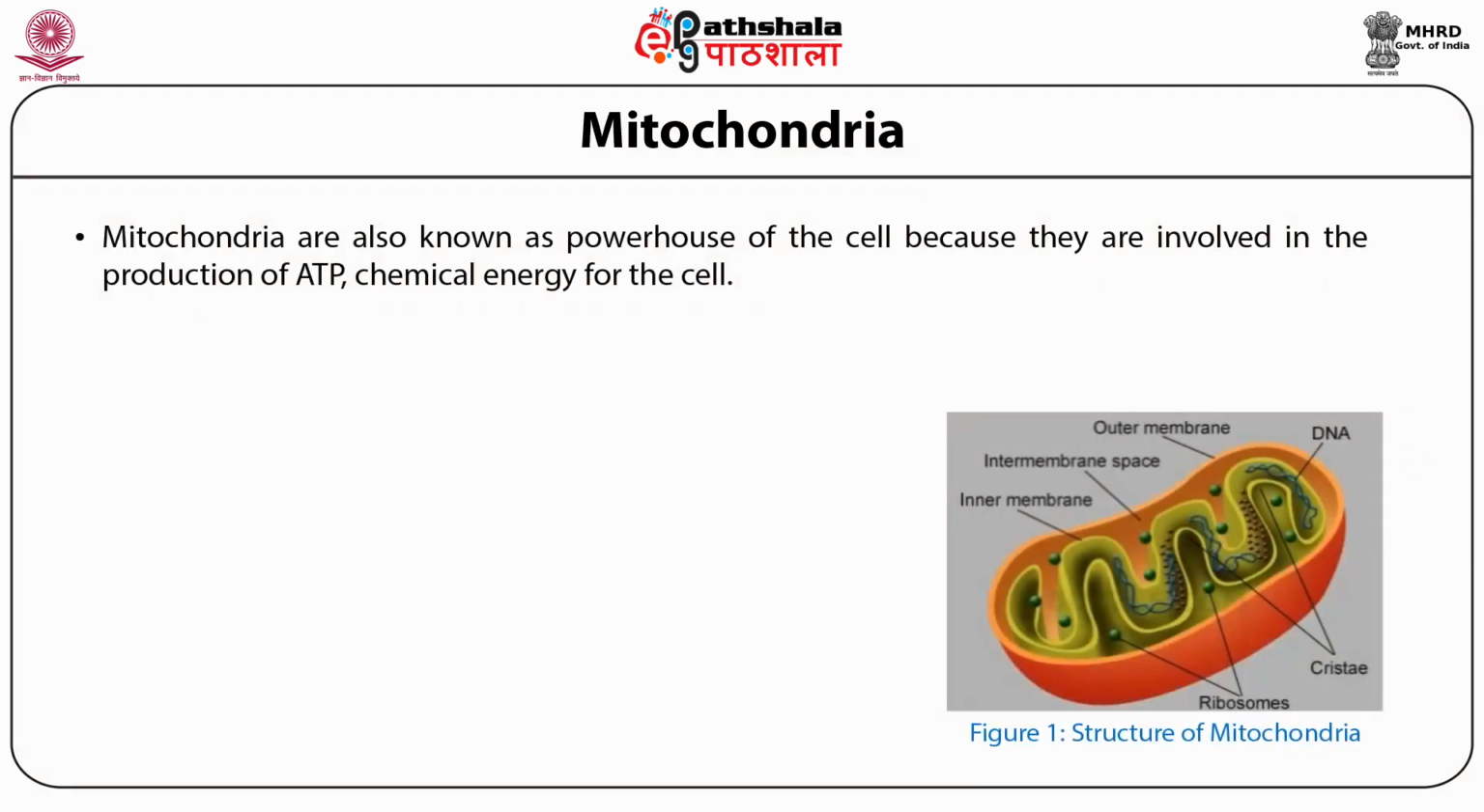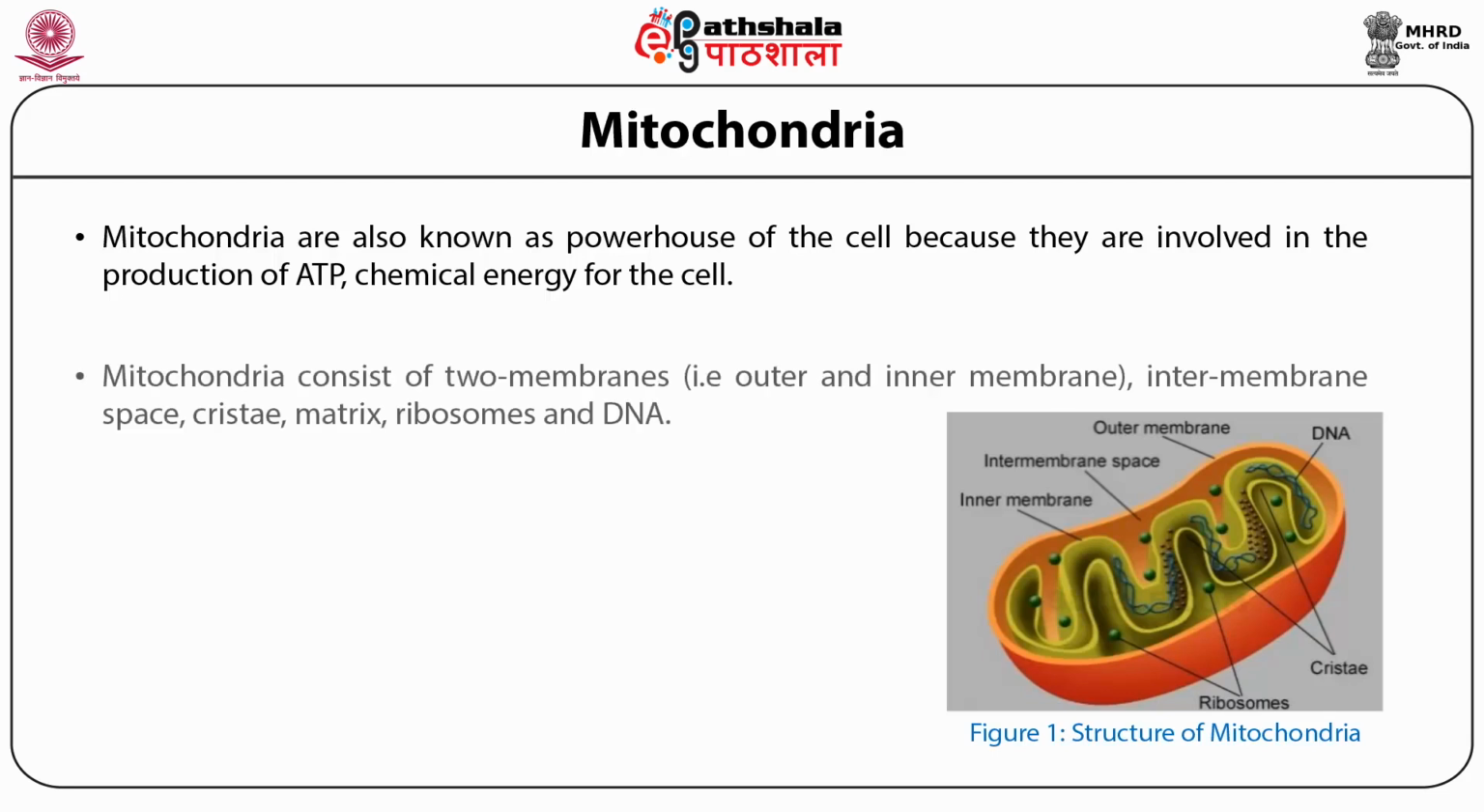Mitochondria is also known as the powerhouse of the cell because it is responsible for the production of ATP, the chemical energy of the cell. Mitochondria consist of two membranes, as you can see in the picture: the outer membrane and the inner membrane. The intermembrane space is the space between the two membranes, and then the matrix. The matrix is separated by the mitochondrial inner membrane from the intermembrane space. It also has ribosomes and its own DNA, that's why it is semi-autonomous.